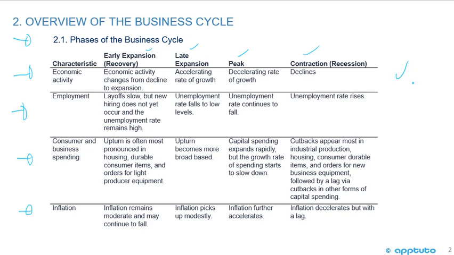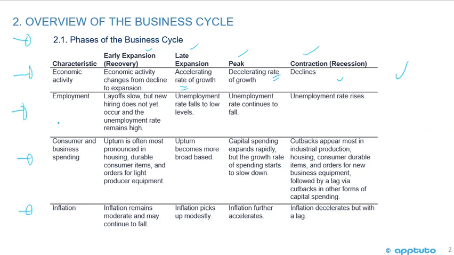The first row, economic activity. In expansion, early recovery, economic activity changes from decline to expansion. I think that's easy. Late expansion is accelerating rate of growth. Pick up on the word rate of growth. And at the peak, you're decelerating the rate of growth. And in contraction recession, economic activity is declining.